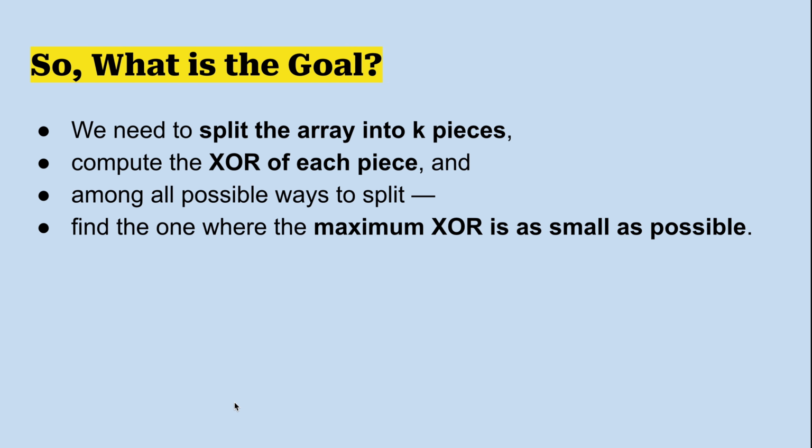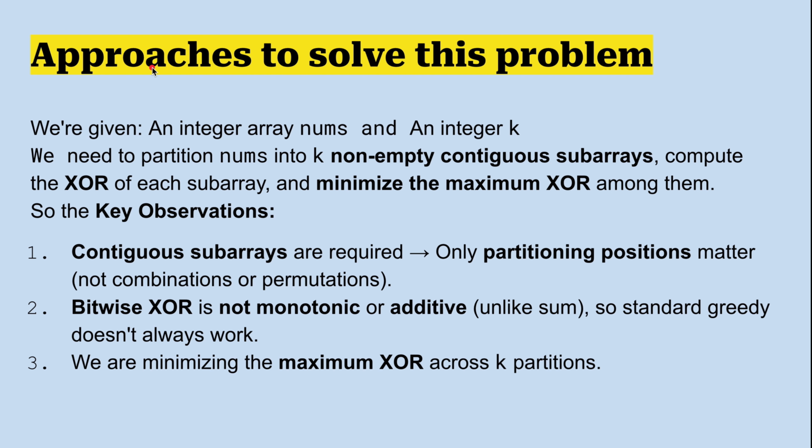Okay, what is our goal, right? Just understand what our goal is. So the first thing we have to understand is what the question is asking, means what we need to do. We need to split the array into k pieces, and then we have to compute the XOR of each piece, and among all the possible ways to split, we have to find the one where the maximum XOR is as small as possible. Understand?